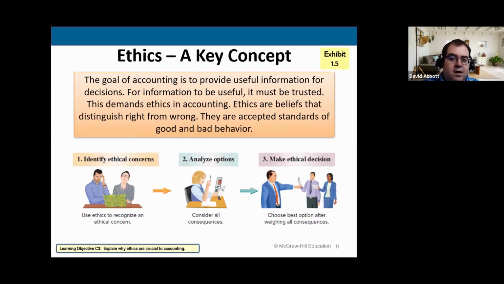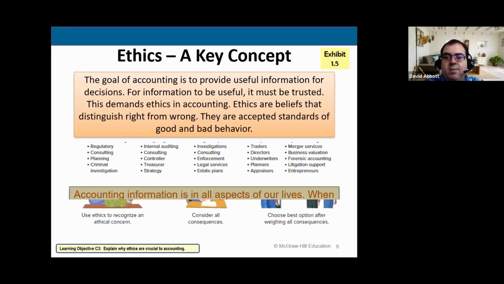And if you go on and get your bachelor's degree, you'll probably take a whole class on business ethics. It's something that's very important, especially with some of the things that happened in the early 2000s with Enron, WorldCom, some of those kinds of things. Ethics is something that's important. So the goal of accounting is to provide useful information for making decisions. For information to be useful, it has to be trusted. This demands ethics in accounting.